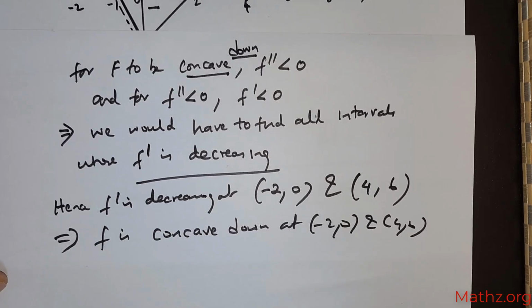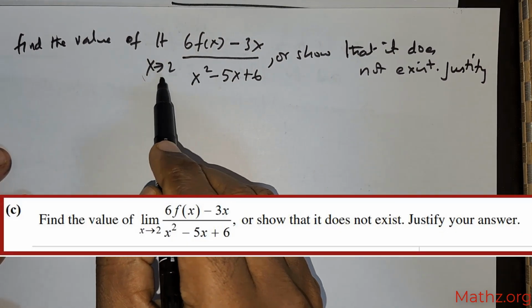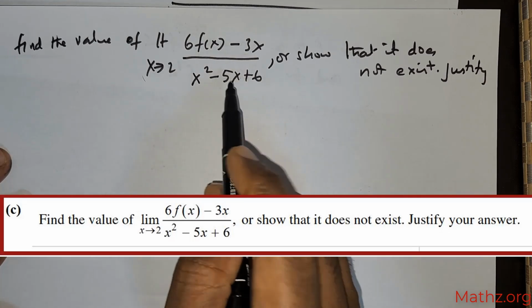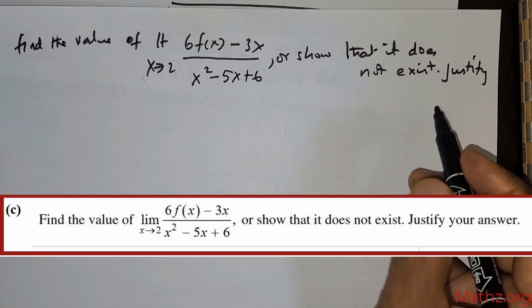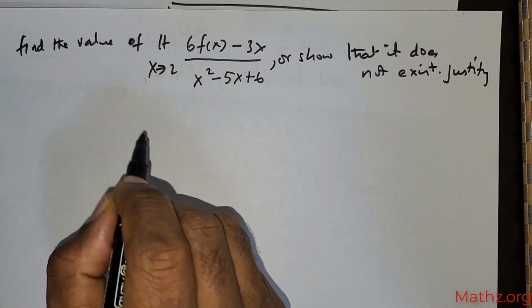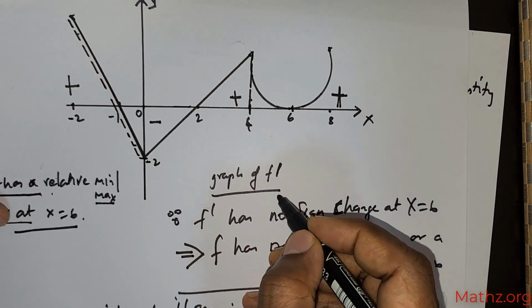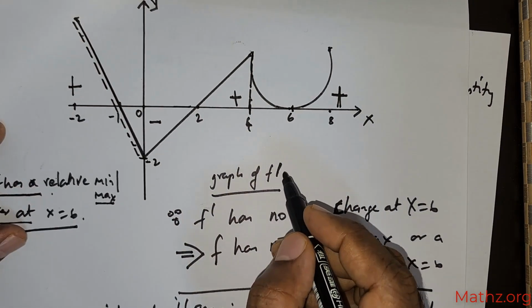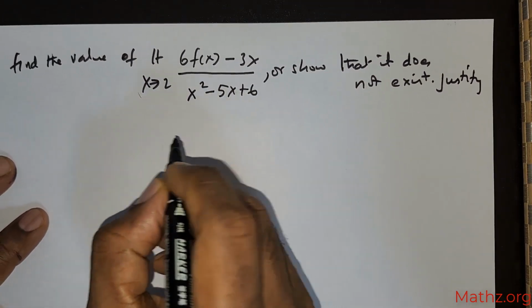So let's move on. Now this is part C. We are expected to find the value of the limit as x tends to 2 of 6 times f of x negative 3x divided by x squared negative 5x positive 6, or show that it does not exist. Now foremost, let me show you the graph. Now this is the graph of f dash. In other words, from this figure we know that the graph of f dash exists.